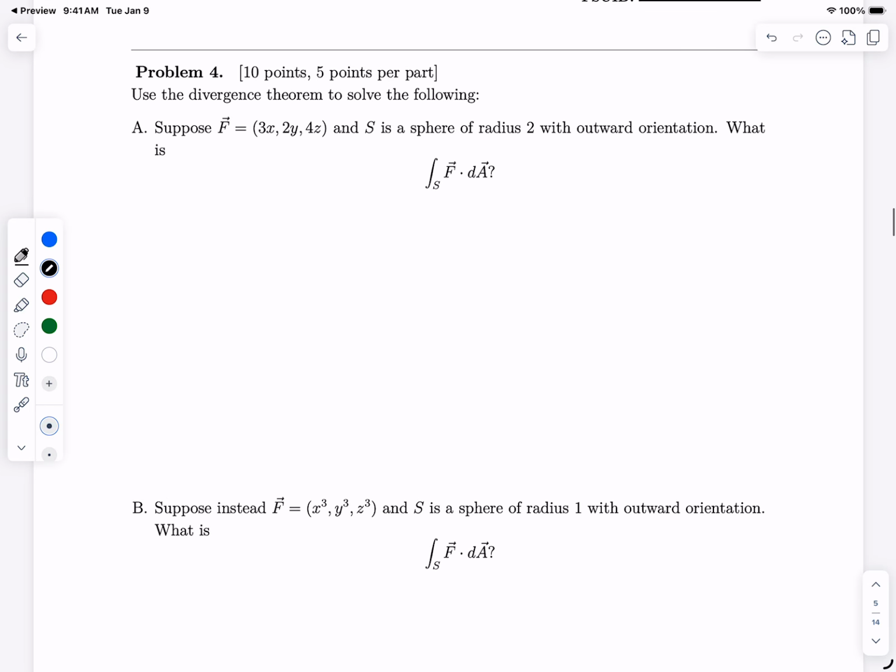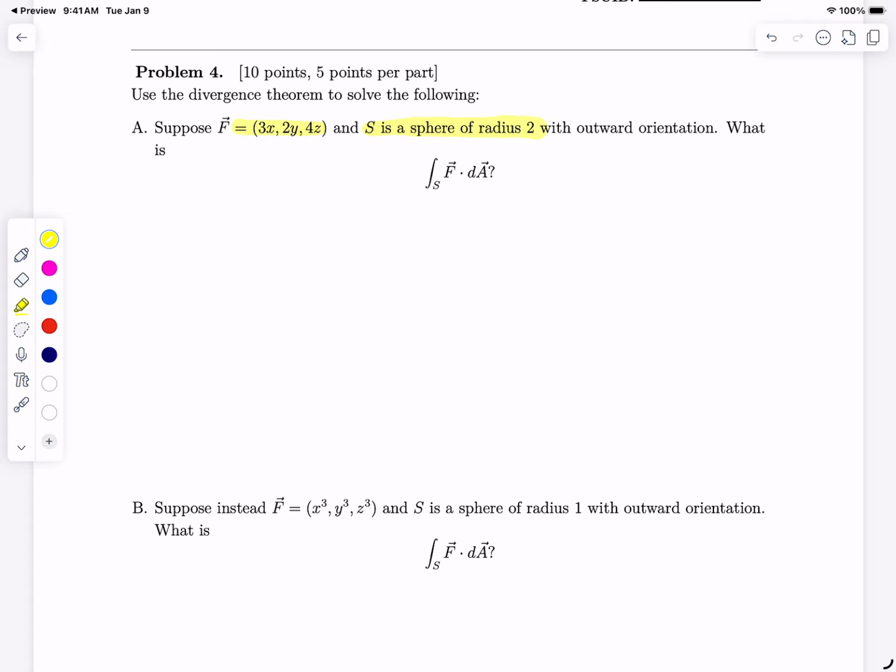Next, here we are explicitly applying the divergence theorem, and the divergence theorem is really simple. It's just that you are computing a triple integral. So suppose F is this vector field, you can see the vector field is nice enough. There are no points where the vector field is not defined.